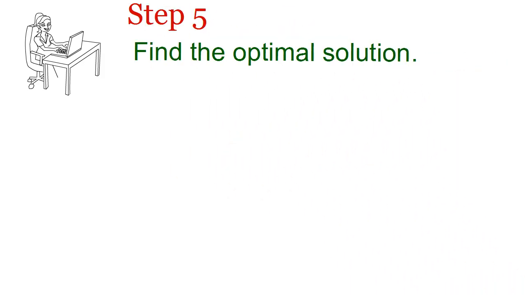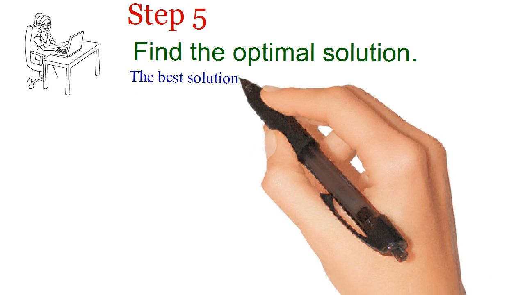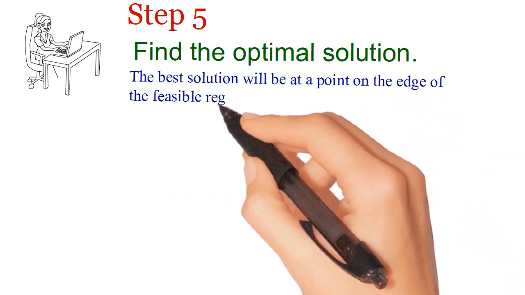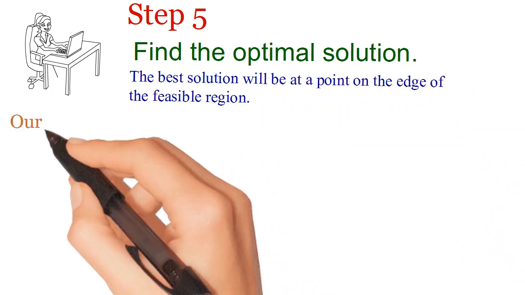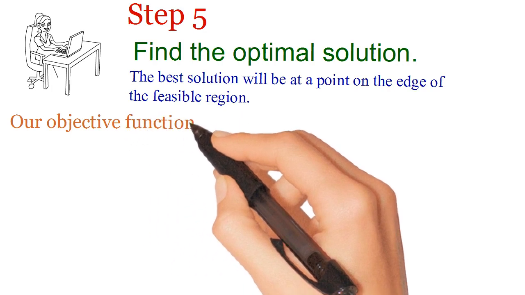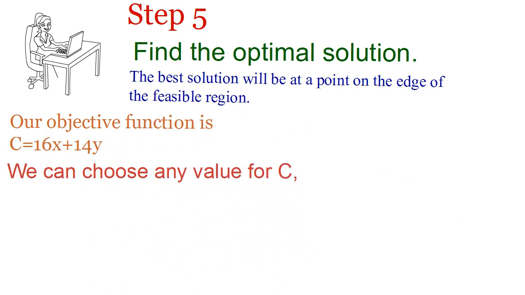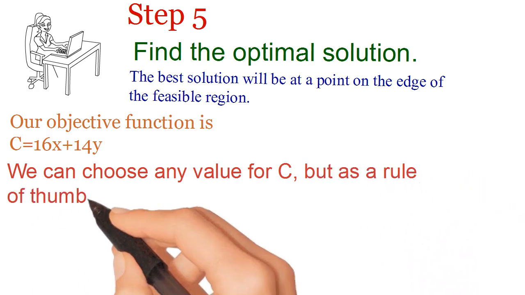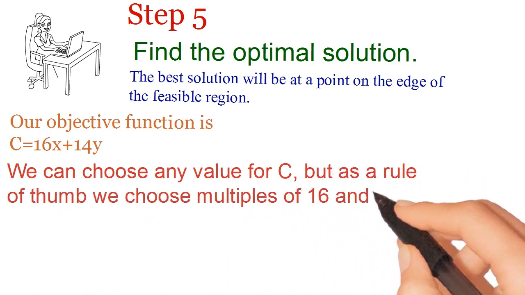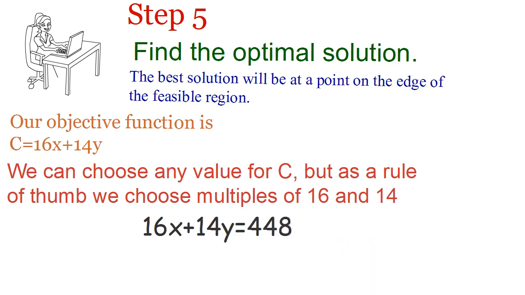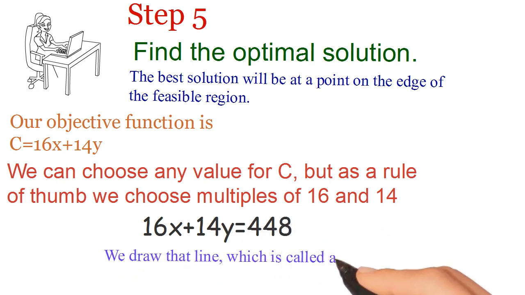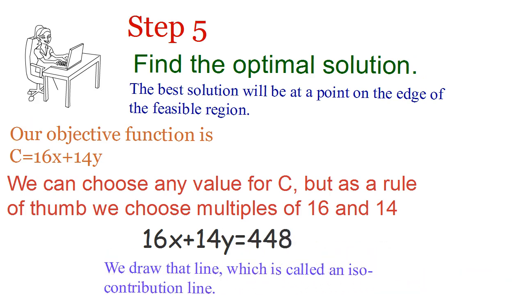Step 5. Find the optimal solution. The best solution will be at a point on the edge of the feasible region. Our objective function is c equals 16x plus 14y. We can choose any value for c, but as a rule of thumb we choose multiples of 16 and 14. We draw that line, which is called an iso-contribution line.